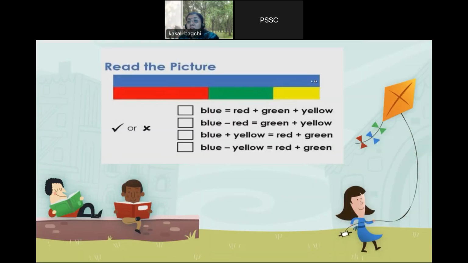Take another one. Which statement is not correct from this figure? First, second, third, fourth. Which statement is not correct? Please reply. Which statement? First, second, third, fourth. Which statement is not correct?